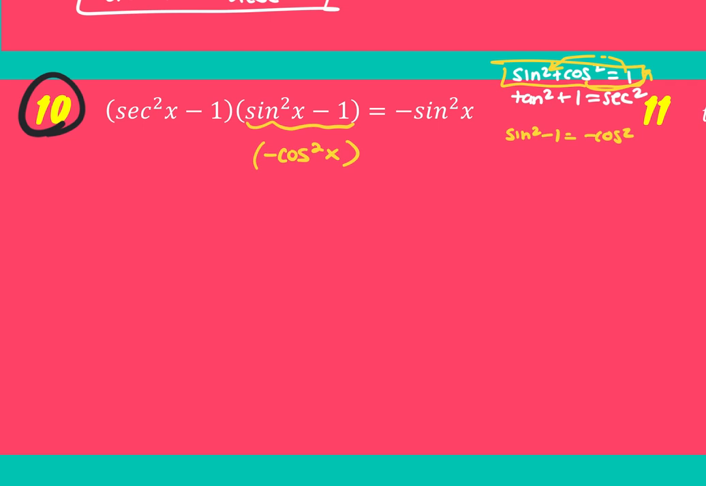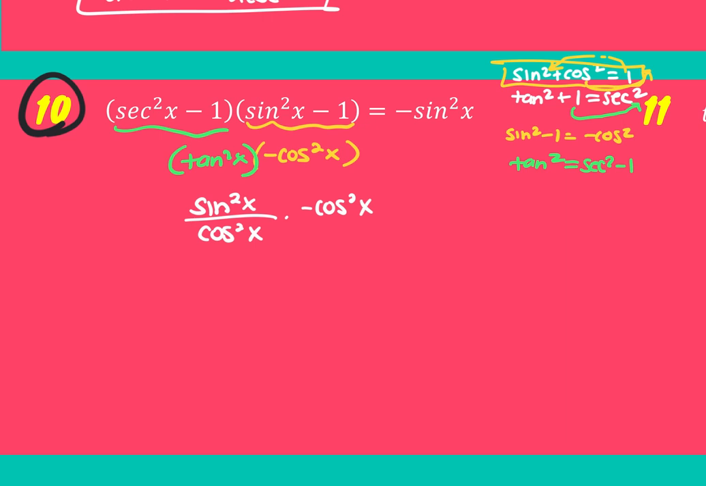If I manipulate the second one to bring the 1 to the side with the secant, I'd end up with tangent squared equals secant squared minus 1. So secant squared minus 1 is the same thing as tangent squared. Now tan is sine over cosine, so this would be sine squared over cosine squared. And then the cosines would cancel, and my negative would bump to the front of that sine. I'd get negative sine squared x equals negative sine squared x.